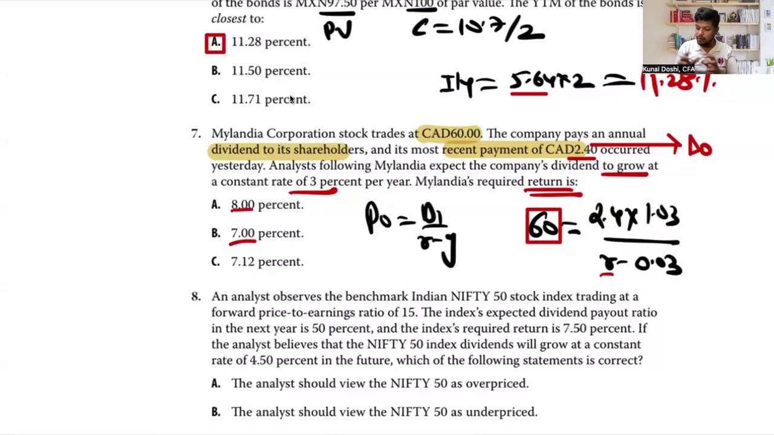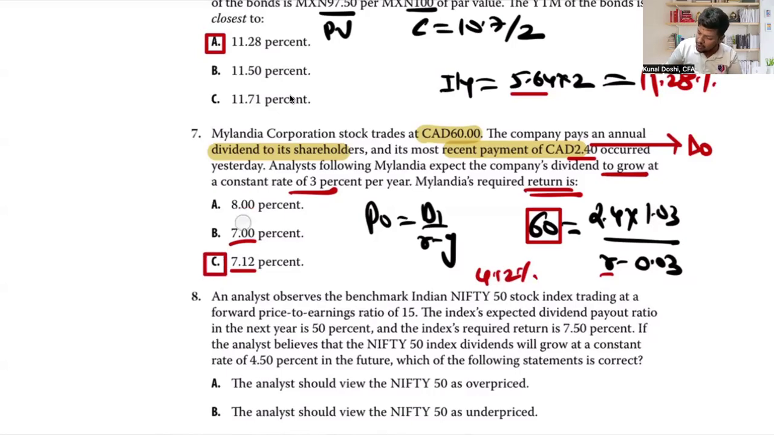That's my recall one. 2.4 into 1.03, divided by 4%, I get 61.8, still not 60. Therefore, I go to the last one, 7.12 minus 3%, that is 4.12%. So by taking this 4.12%, I will do again recall one, that is 2.472 divided by 4.12%. I get exactly 60. So my answer is C.